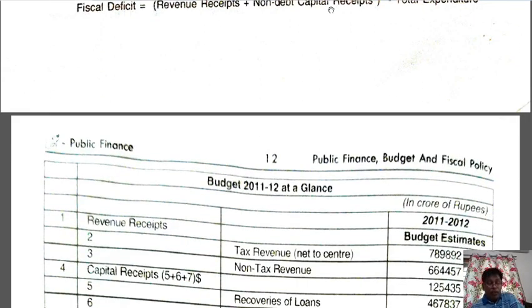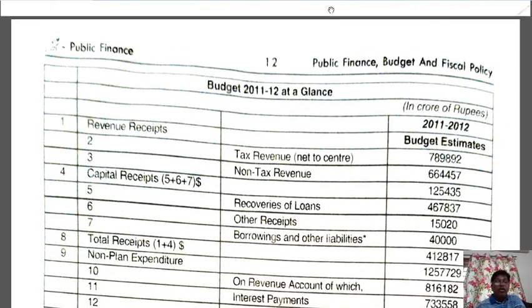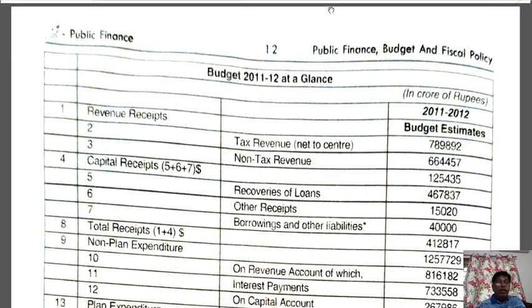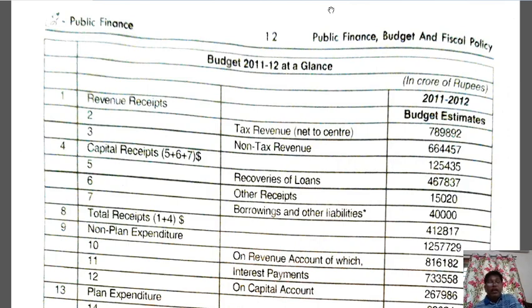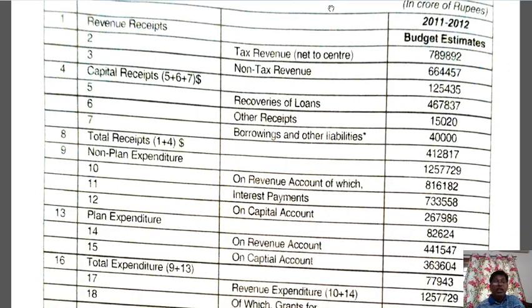These types of budget deficit are shown here in an illustrative example of the budget for the year 2011-12. All students should remember which type to set or which type to establish in the budget. In the table, we have revenue receipts and capital receipts: the tax revenue, non-tax revenue, and capital receipts. So here recoveries of loans, other receipts, borrowings, and other liabilities.